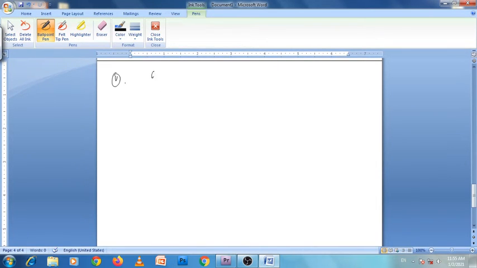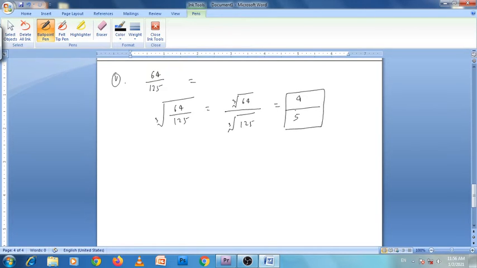Fifth is 64 upon 24, 64 upon 125. So the cube root of this number, we can write it as cube root of 64 upon cube root of 125. So cube root of 64 is 4 and cube root of 125 is 5. So this is the cube root of 64 upon 125. You can further solve to find it in decimals if you like. So in this way, solve these questions.